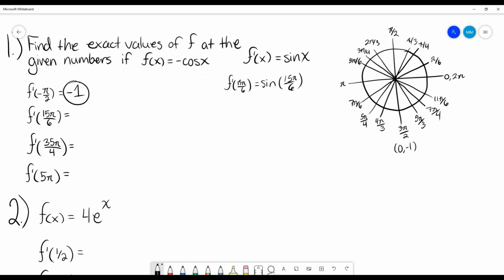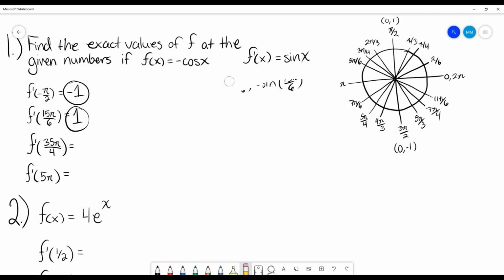Yeah, so we go full circle, which is 12 pi over 6, and then we go 3 pi over 6 forward, so we go 1, 2, 3, which places us at pi over 2. So this time it's just sine of pi over 2, which we know is 1. So that's a 1.